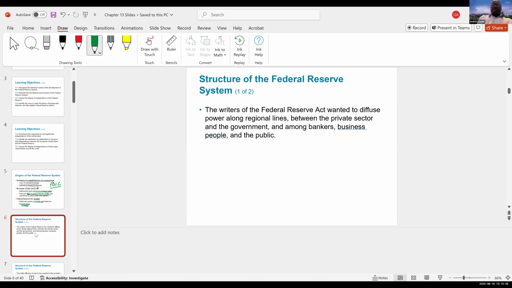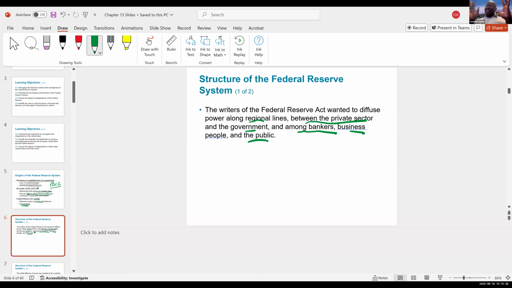So the writers of the Federal Reserve, why did they create the Federal Reserve through a decentralized system instead of centralizing, maybe only having one branch in Washington, D.C.? The writers of the Federal Reserve Act in Congress wanted to diffuse power along regional lines between the private sector and the government, and among bankers, business people, and the public.